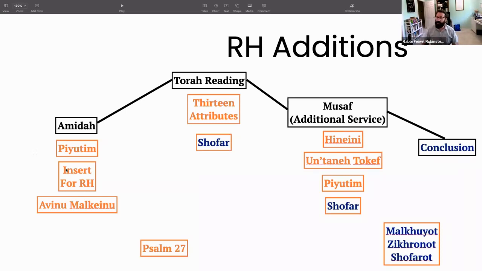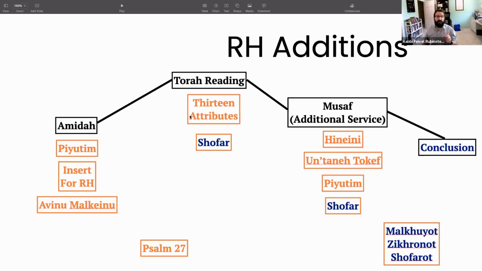Amidah. Then there's going to be a specific insert in the fourth prayer for Rosh Hashanah. One that acknowledges that we're at Rosh Hashanah and not any other day of the year. And then we're going to end the Amidah with Avinu Malkeinu. When we get to the Torah reading, we're going to also add in the 13 attributes. Adonai, Adonai, El Rachum Vechanun, right? That's our 13 attributes, the 13 acknowledgments of God's personality.